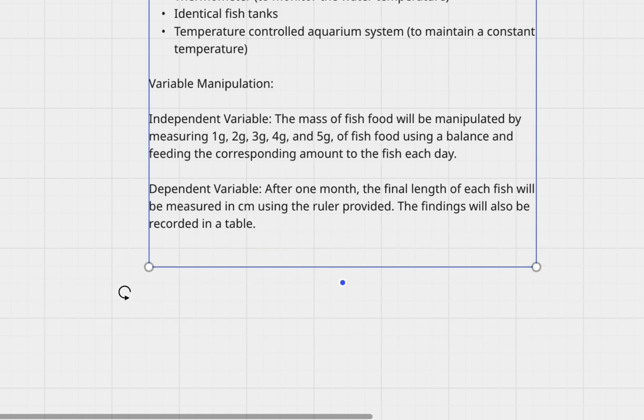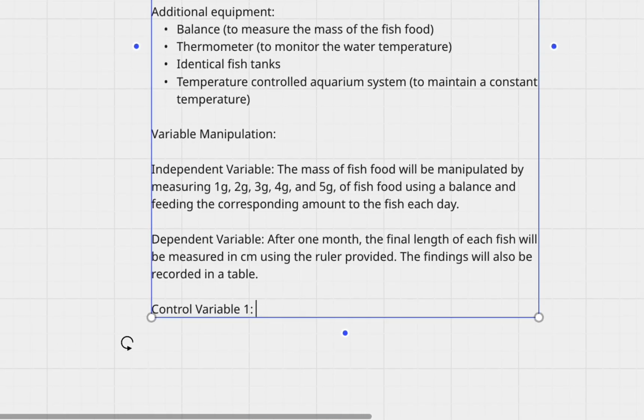Next, let's talk about our control variables. I think we've already gone through this. So let me write control variable 1. We're going to manipulate control variable 1, which is the water temperature, using a thermometer and the temperature control aquarium system. So that's how we're going to manipulate control variable 1. Let's just write it down.